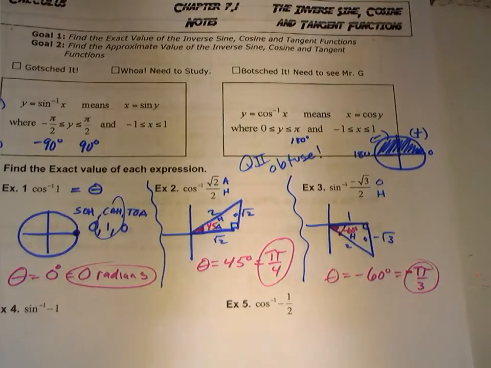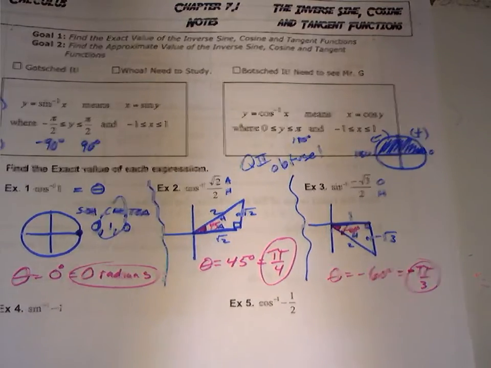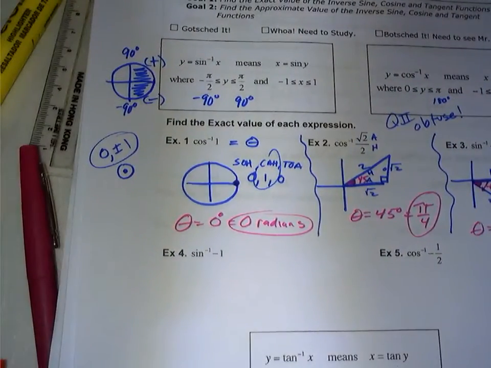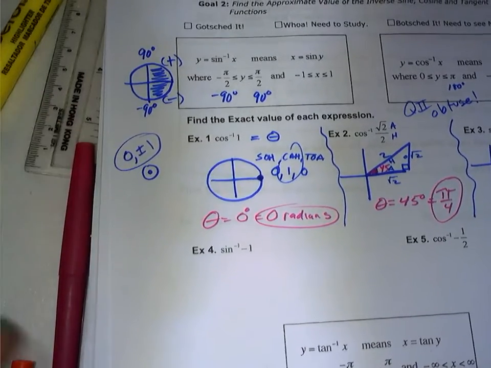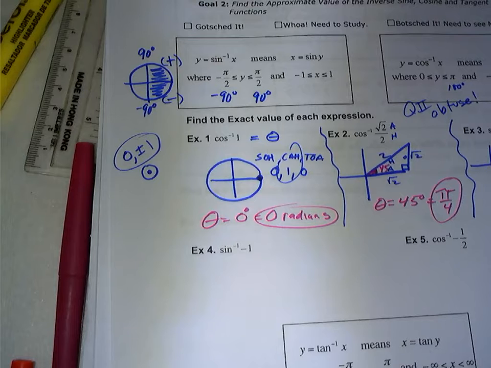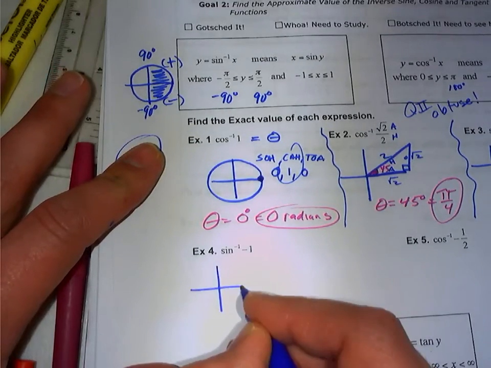Okay. All right, who's got number 4? Inverse sine of negative 1. Where is sine negative 1? What do you got? 270 down here at the bottom, right?